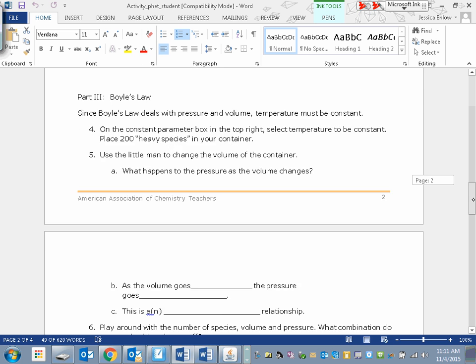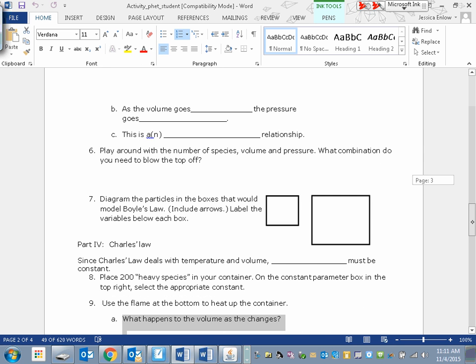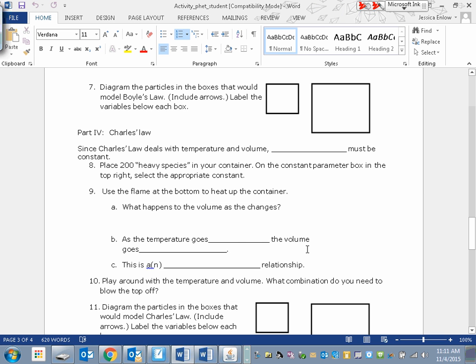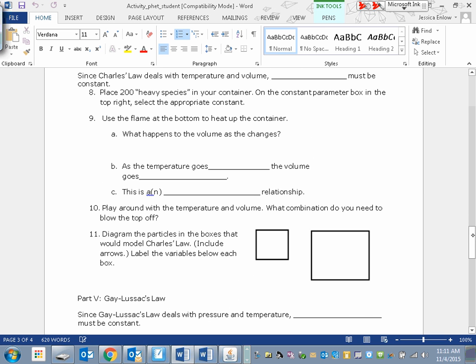The other one was, you probably did not get this far, but as the temperature goes down, the volume goes where? As the temperature goes down, what's happening to the particles? They're slowing down, right? But you have to keep the pressure constant because this is Charles' law. So what should the volume do? It should decrease as well, because Charles' law has a direct or indirect relationship? Direct. So whatever happens to the temperature, the same thing happens to the volume.